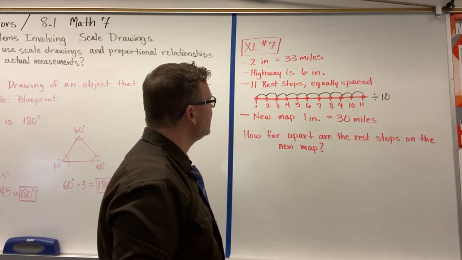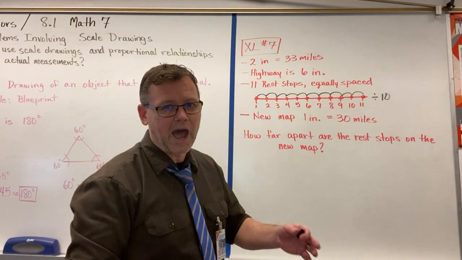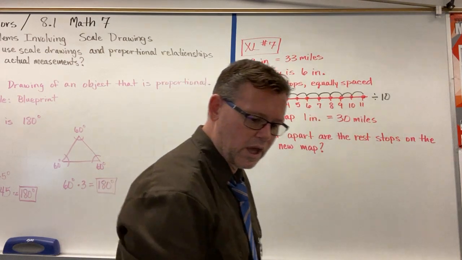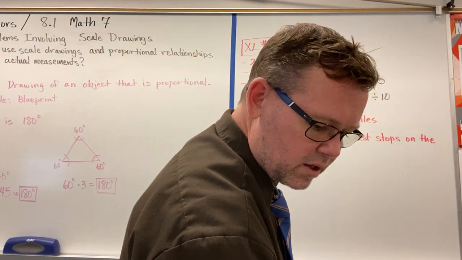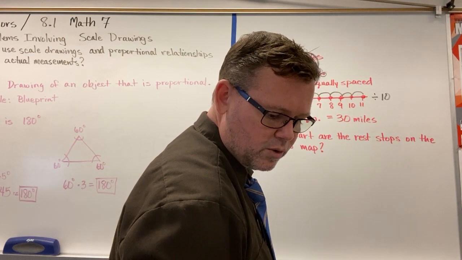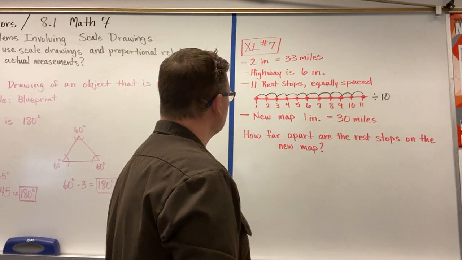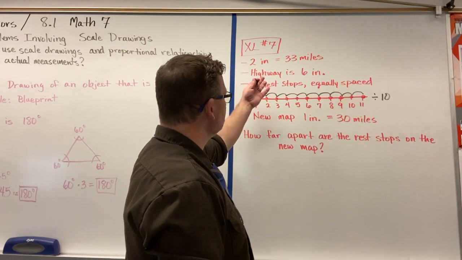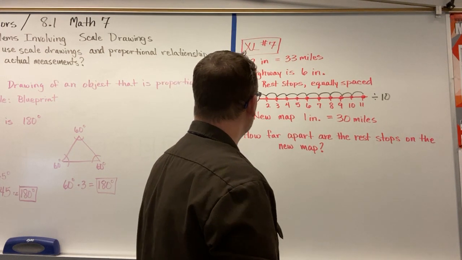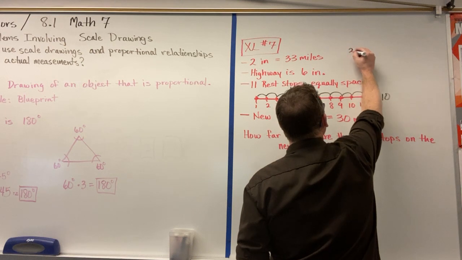Okay, so the first thing I need to do in this scenario is to find the unit rate. In other words, how many miles per inch? Actually, I did this a little bit differently. I went through and I said, okay, how many miles is the actual highway then? So I took the 33 miles, right?